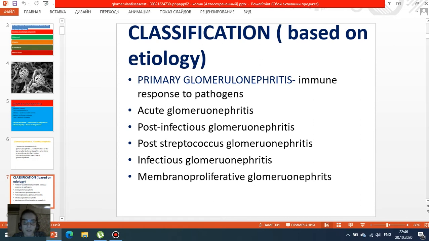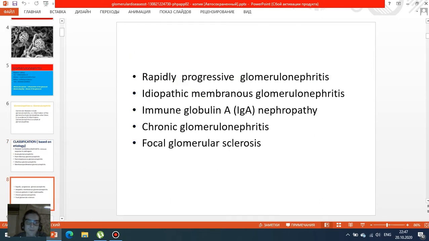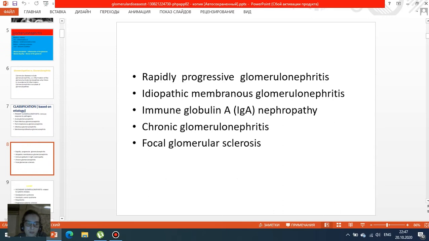Primary glomerulonephritis is immune response to pathogens. It may be acute glomerulonephritis, post-infectious glomerulonephritis, post-streptococcus glomerulonephritis, infectious glomerulonephritis, membranoproliferative glomerulonephritis, rapidly progressive glomerulonephritis, idiopathic membranous glomerulonephritis, immunoglobulin A or IgA nephropathy, chronic glomerulonephritis, focal glomerular sclerosis.